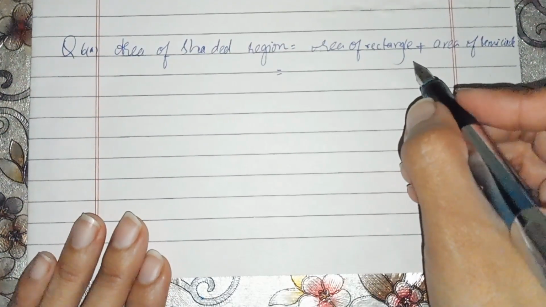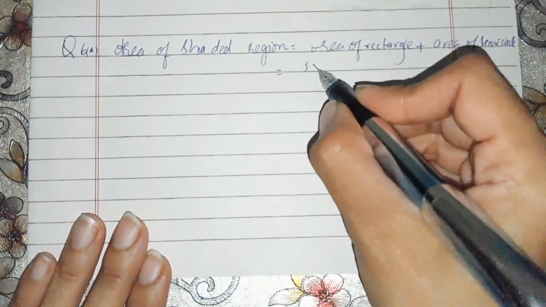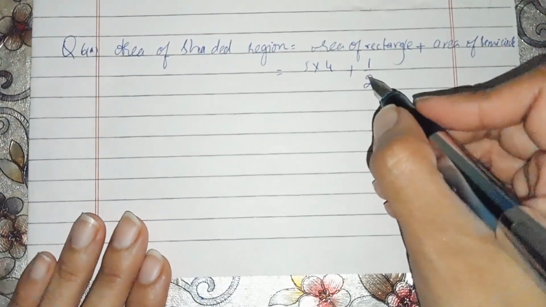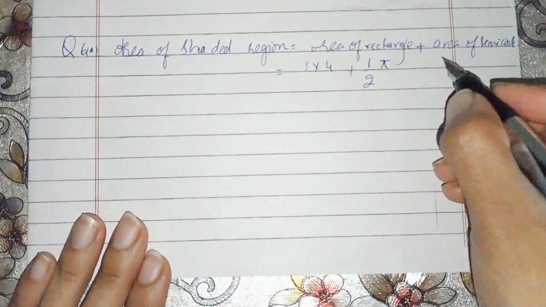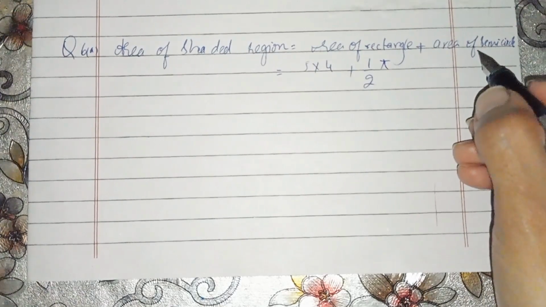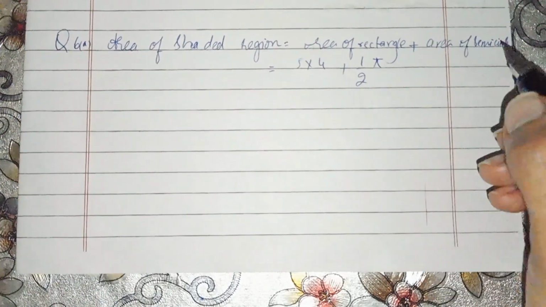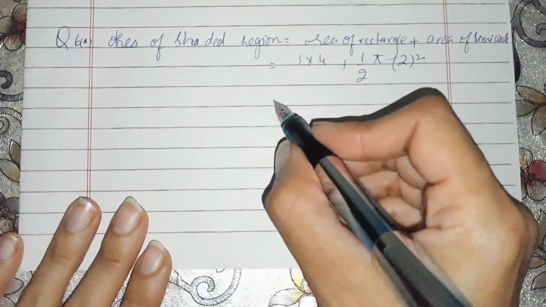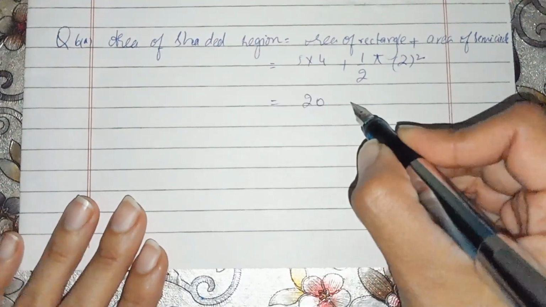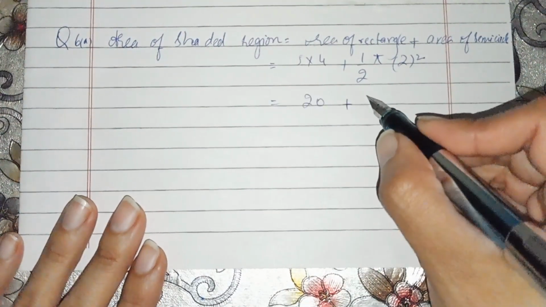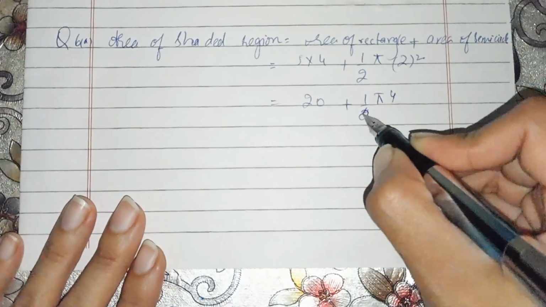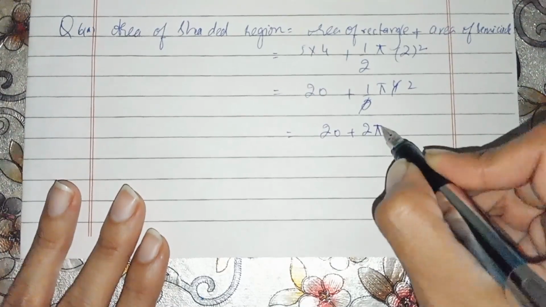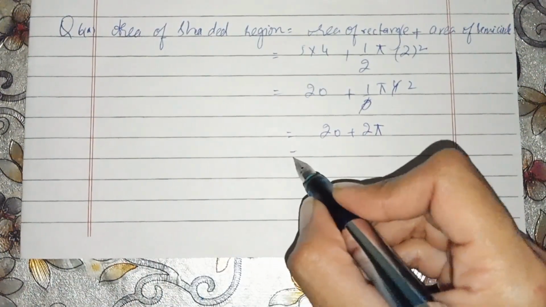Now students, area of rectangle is equal to 5 multiplied by 4, and area of a semicircle is 1 by 2 pi r squared, and r is equal to 2. Diameter is given to us as 4, and we have to divide it by 2, we get 2. That is 5 times 4, 20, and 1 by 2 pi times 2 squared, that is 20 plus 2 pi. We have to add it.